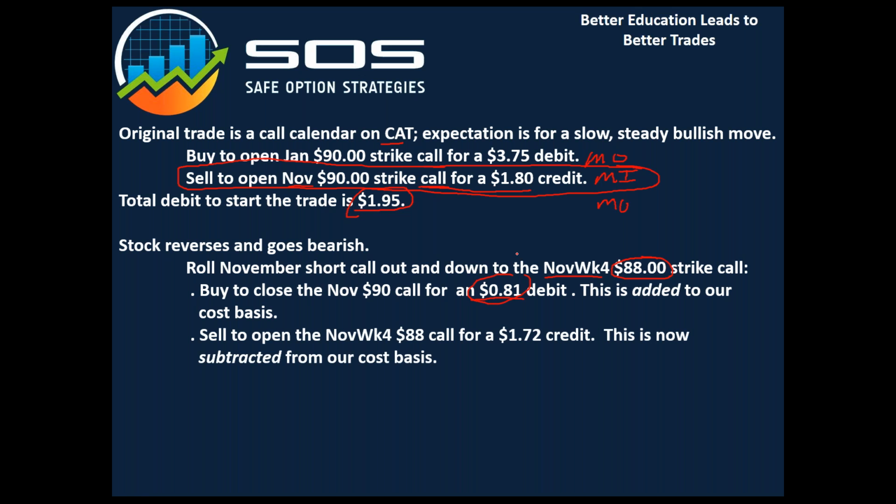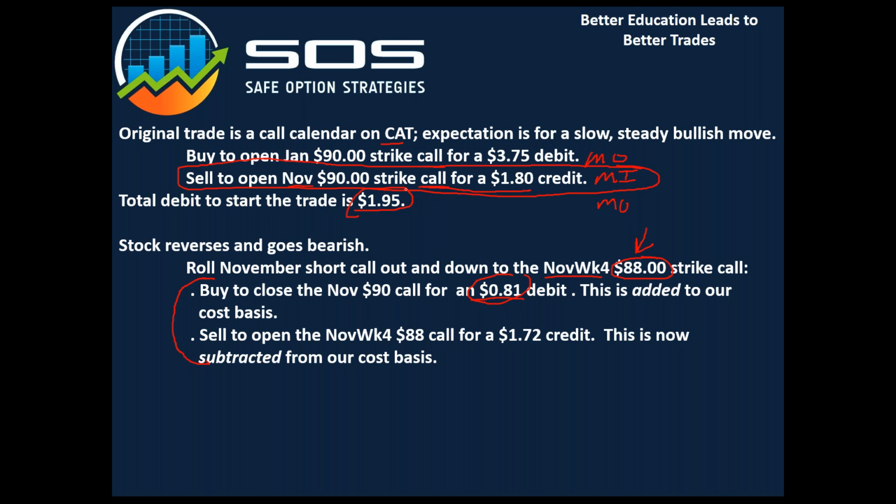Okay, we sell to open this one. We just said we're going to roll it. What I'm doing right here is showing you, this is all done in one transaction, but this is what the roll of the trade is. This is what the roll consists of. Buying to close the existing short, selling to open the new. So we buy to close for 81 cents, we sell to open for 172.